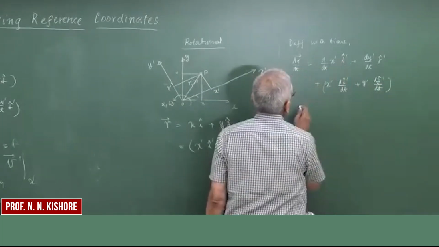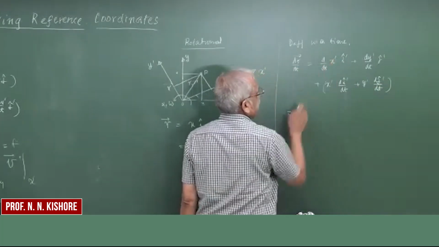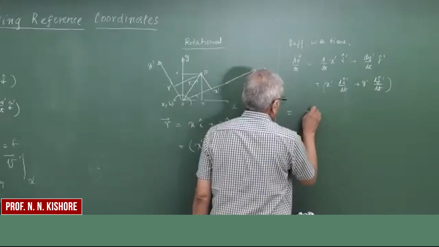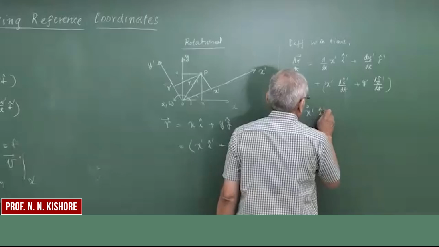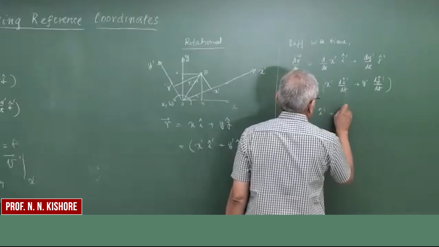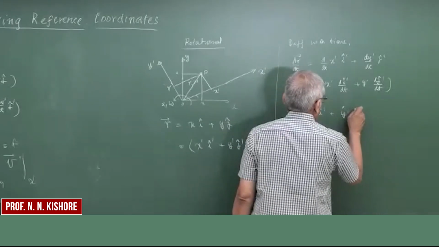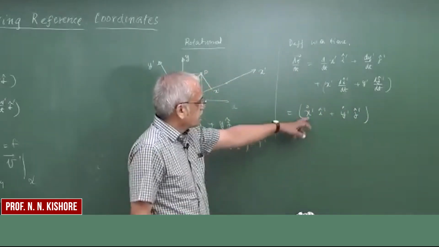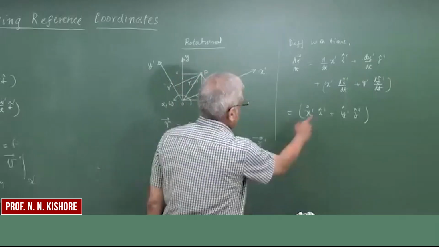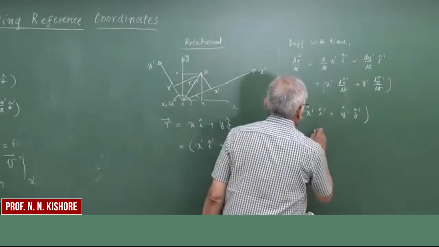So this is d by dt of x prime. I can write it as x prime dot i prime and y prime dot j prime. So what is this? I'll just ask you. I'll write the other one.